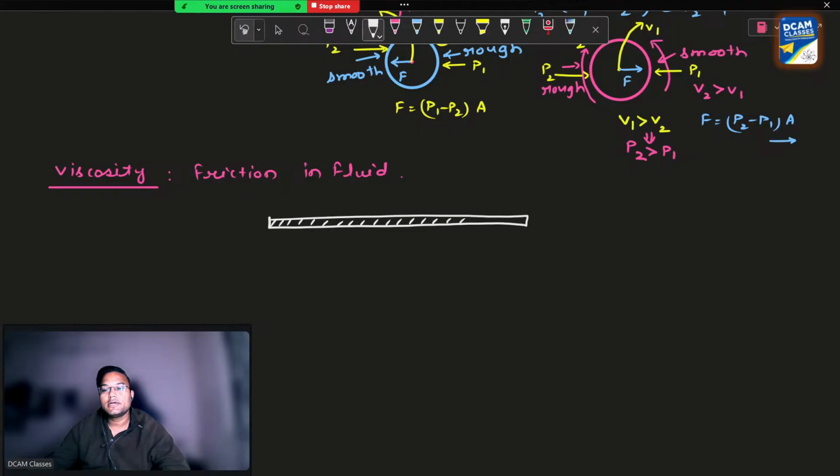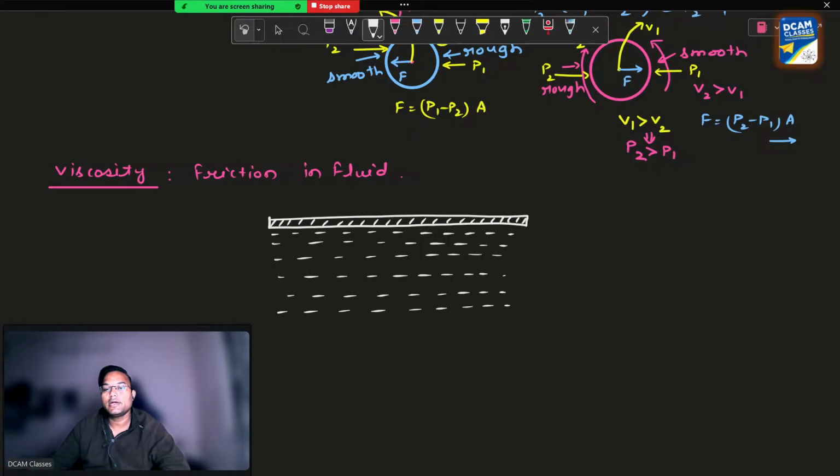Let's say there is a surface which is in contact with some liquid. Then according to the phenomenon of viscosity, what happens? The fluid which is in contact with this surface moving with velocity v has the highest velocity. And now if we go down, the velocity keeps on decreasing.